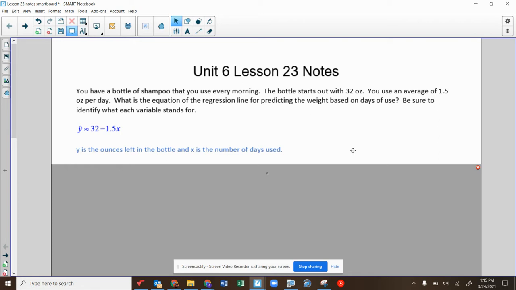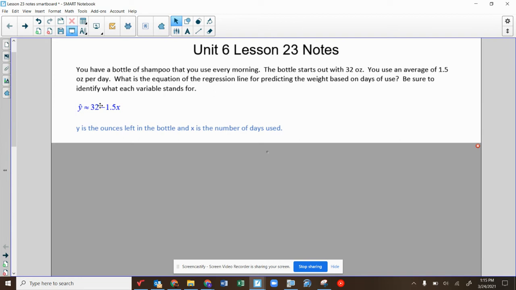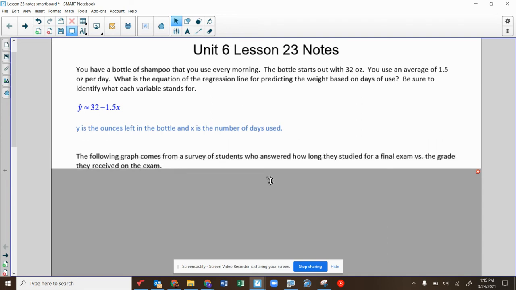So that's the first couple of questions that you're going to have in your homework today. So the first number is the constant of what you start off with, and the second thing attached to the x is how much you're going up or down of whatever you happen to be doing. Okay, and again, y hat for those.